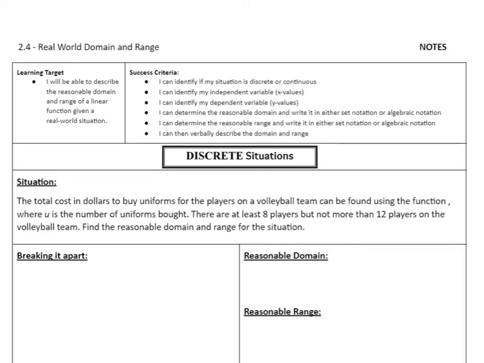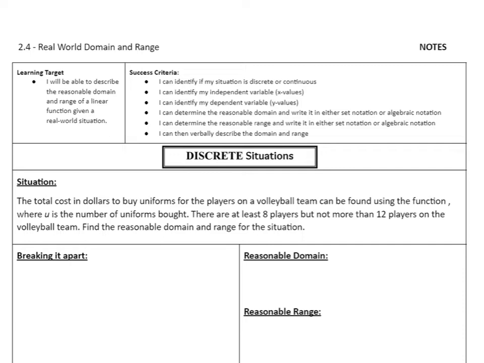Hey guys, we're going to look at lesson 2.4. 2.4 is a continuation of 2.3. We're looking at domain and range still, but we're looking at it from a real world context. So that means we kind of have to look at the information given in a word problem, and we're going to determine whether or not it's discrete or continuous.